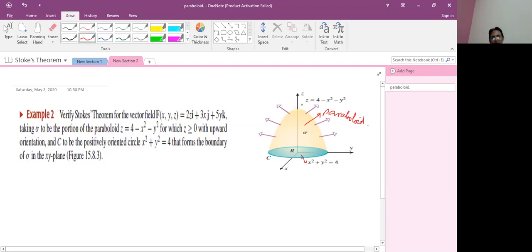So z is equal to 4 minus x square minus y square, for which z is greater than or equal to 0 with upward orientation. It means the upward orientation, and C is the positively oriented circle x square plus y square equal to 4, that forms the boundary of sigma in the xy plane.